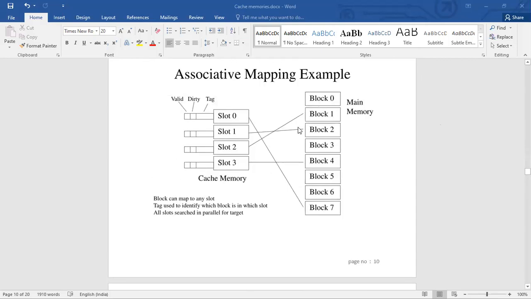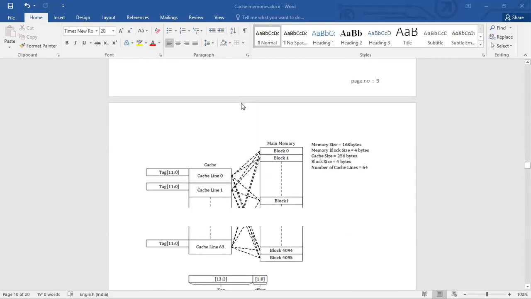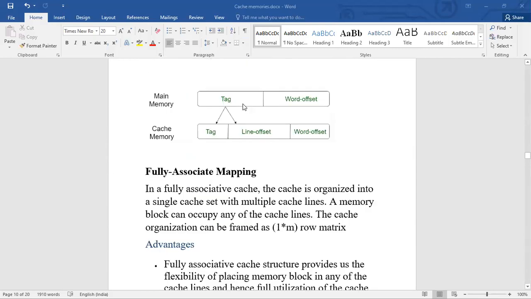So block 0 and block 2: block 0 doesn't have any access, meaning the user is not trying to query block 0, while block 1 is frequently accessed. So that's going to be stored in slot 2. Block 1 and block 2 are frequently accessed, and block 4 and block 7 are also frequently accessed. So only these are stored here, and the rest are left out of the cache, not stored. That's the main advantage compared to direct mapping.